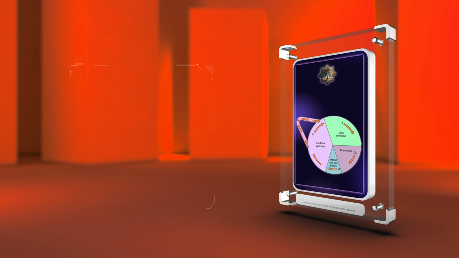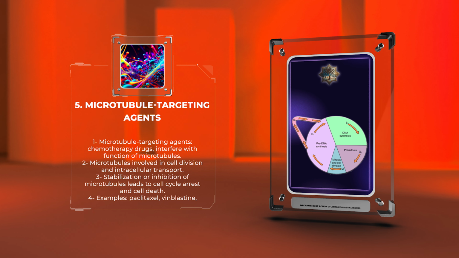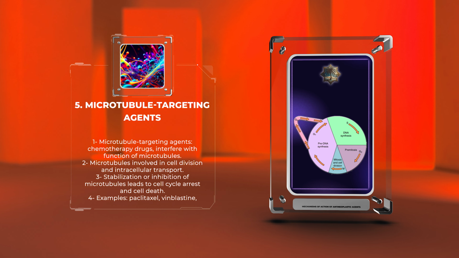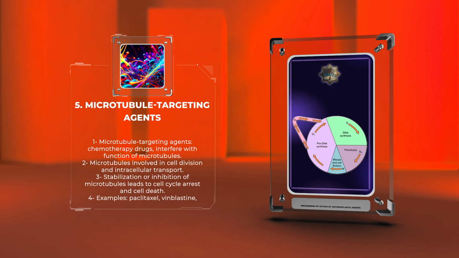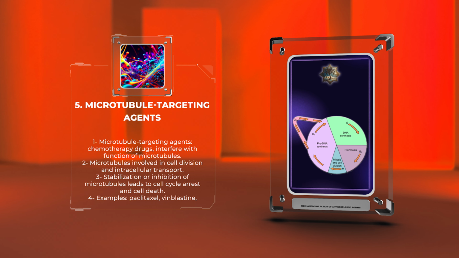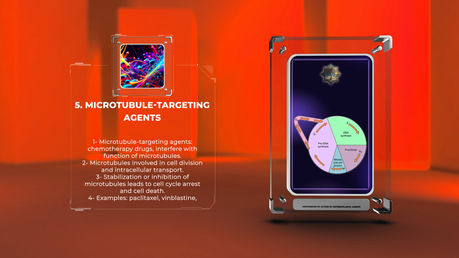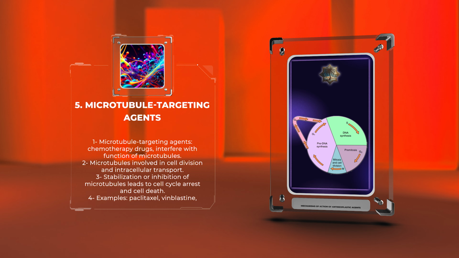Microtubules are essential structures involved in cell division and intracellular transport. Microtubule targeting agents are chemotherapy drugs that interfere with the function of microtubules and disrupt cancer cell division. These drugs can stabilize microtubules or inhibit their assembly, leading to cell cycle arrest and cancer cell death. Examples of microtubule targeting agents include paclitaxel, vinblastine, and vincristine. These drugs are used in the treatment of breast, lung, and ovarian cancers.